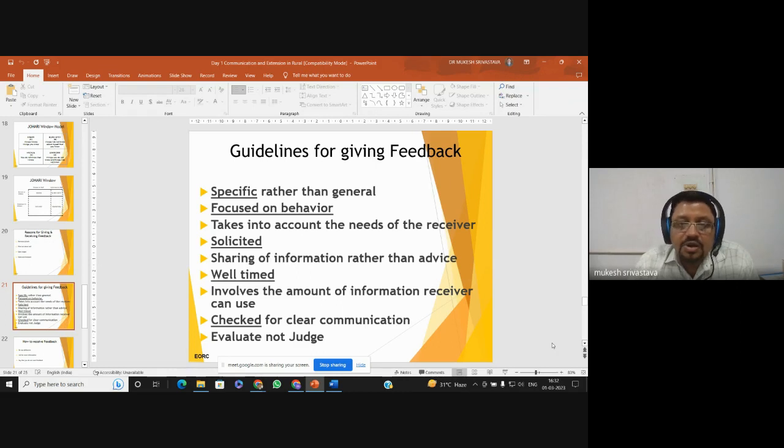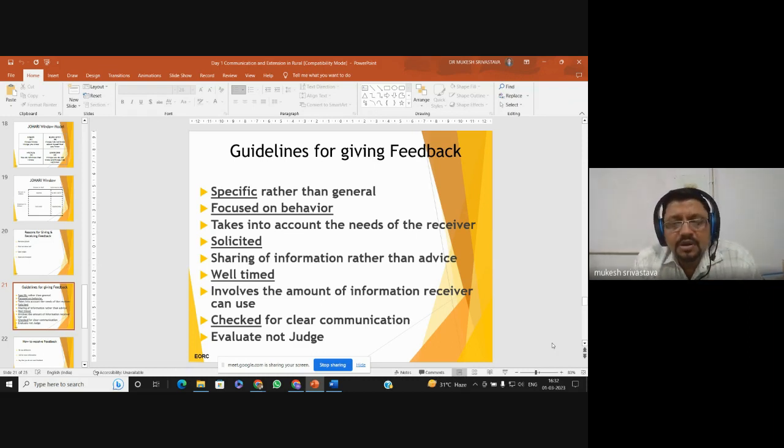The second is focus on behavior. Like we were seeing that advertisement, in which we were checking the behavior of the different infants lying in that hospital, and the person was talking about those infants or giving speeches to them. In that case he is focusing on the behavior of those kids. That means the feedback should be very focused. You have to be very focused on the behavior of the person to whom you are providing the feedback. Next is to take into account the needs of the receiver.